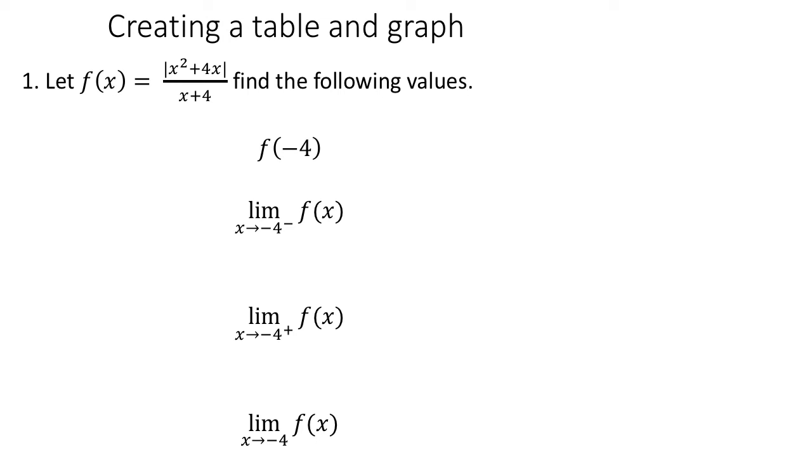Okay, we're going to try another one of these. We're going to use Desmos again. We have a function f of x is equal to the absolute value of x squared plus 4x all over x plus 4, and we're going to find the following values.